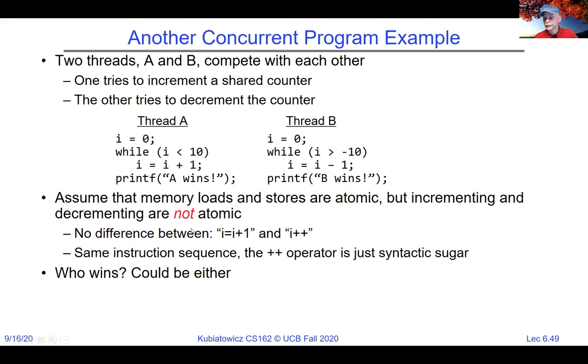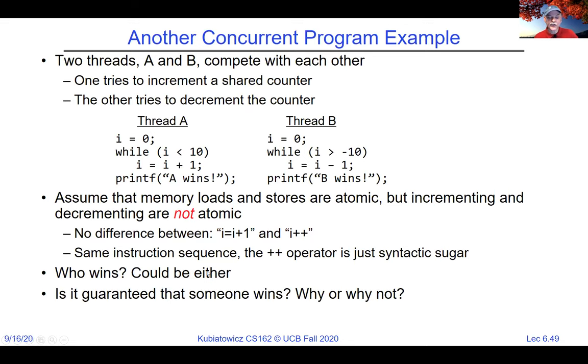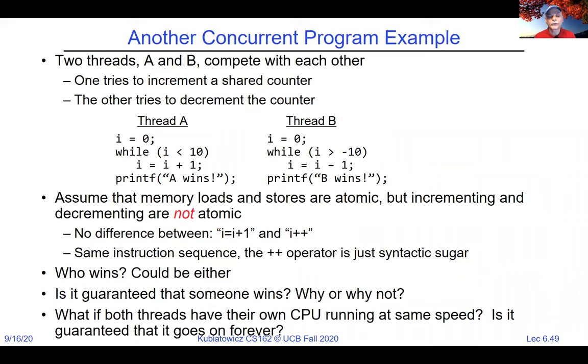Well, it could be either. And is it guaranteed that somebody wins? Well, maybe not, because they're going to keep overwriting each other, because I is a shared variable. And if both threads have their own CPU running at the same speed, maybe it goes on forever and nobody finishes because they never manage to get I greater than 10 or less than minus 1, okay?